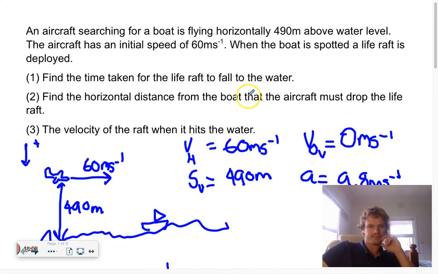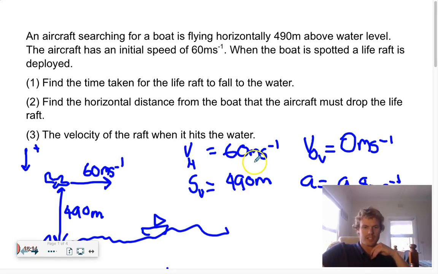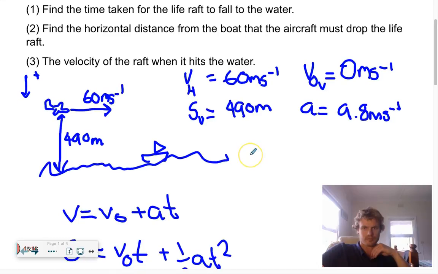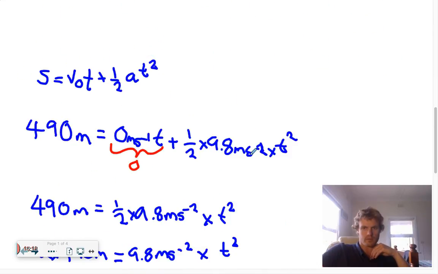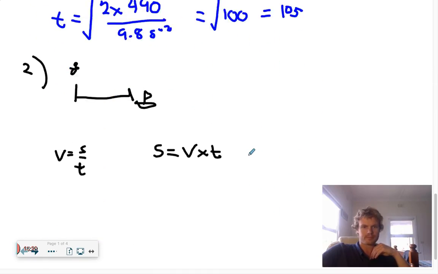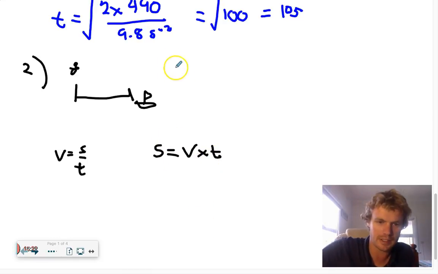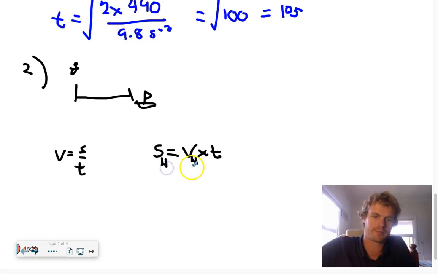So I know that my horizontal velocity was 60 meters per second. So I can put that in here to find out my horizontal distance.